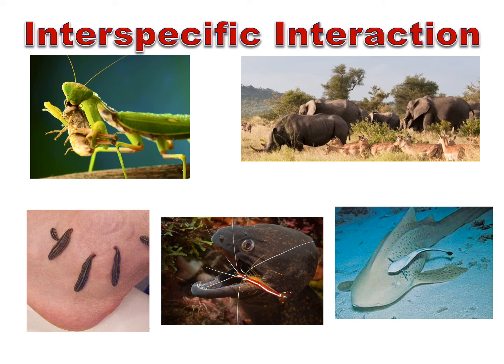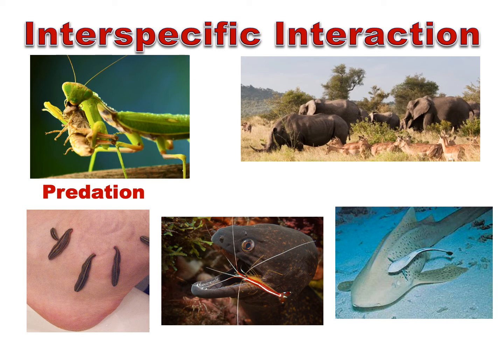Always at least one species must benefit for the interaction to continue. If neither species benefited, then there would be no reason for the interaction to persist. The first interaction that we're going to look at is going to be predation. Looking at the praying mantis, this praying mantis is eating what looks like maybe a grasshopper or something. And this is going to be predation, right? The praying mantis sought after and found this grasshopper to eat. The praying mantis benefits, and the grasshopper does not make it through this interaction.